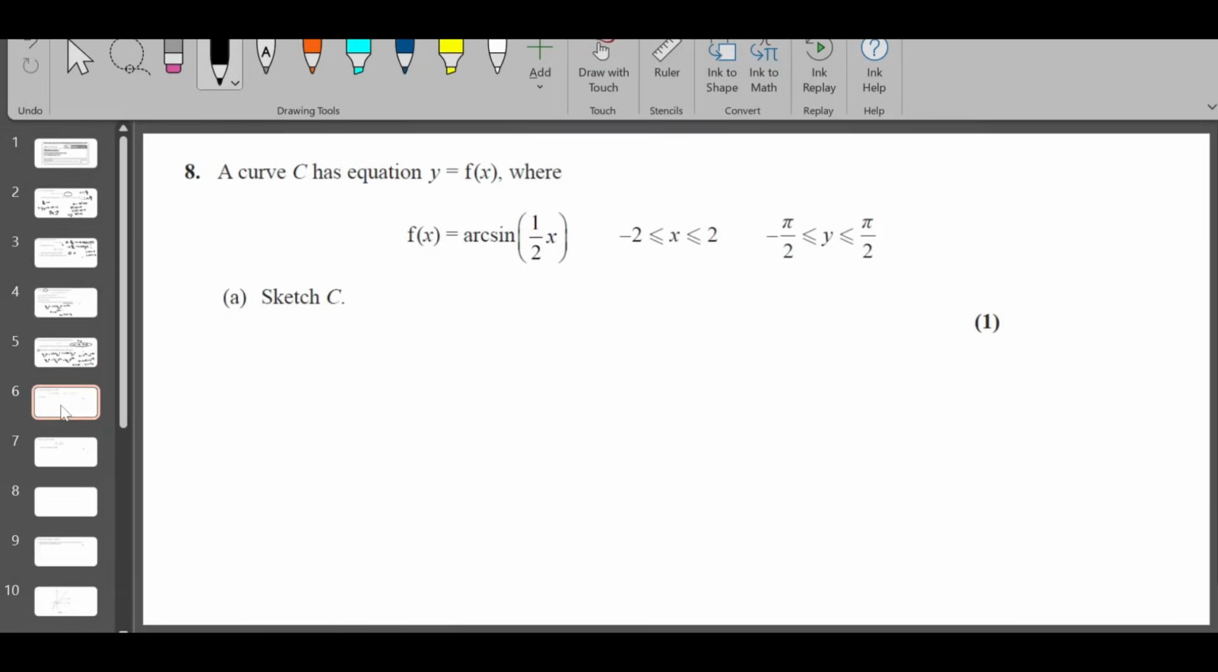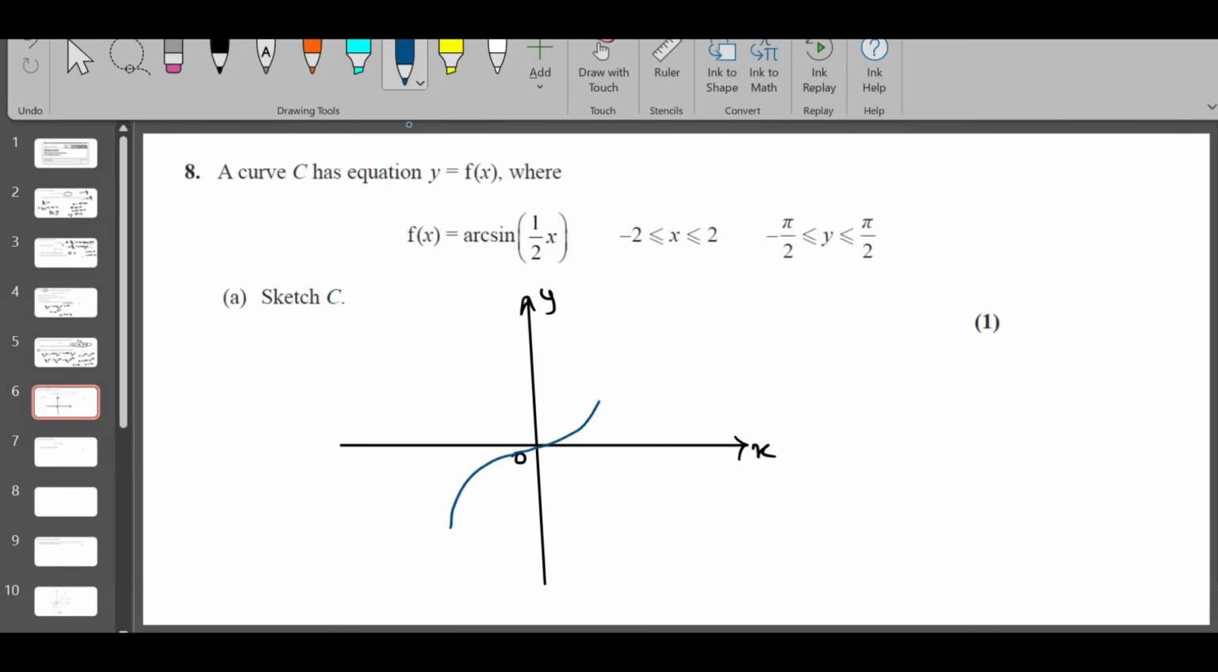Question number 8, part A, sketching inverse trigonometric function. Okay, draw the axis, always label the axis and the origin. This is basically the arc sin x, with these values: pi over 2, minus 1, 1, minus pi over 2. This is basically arc sin x.